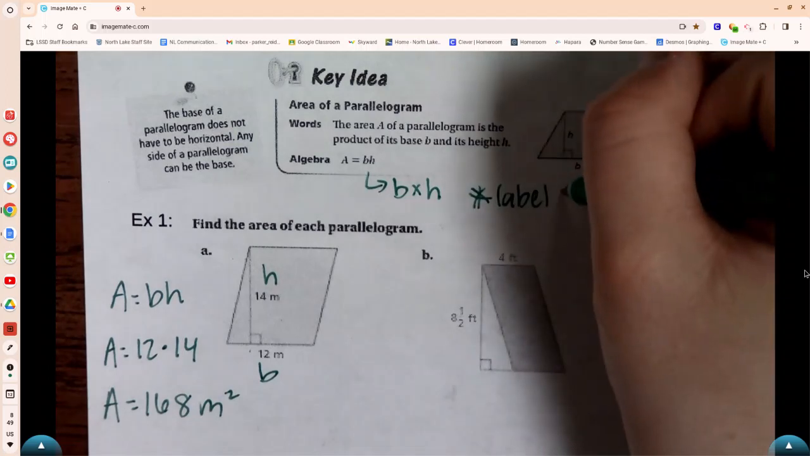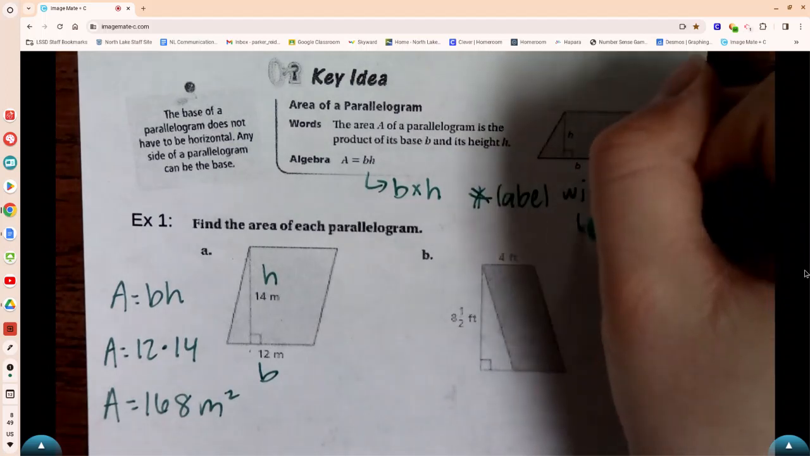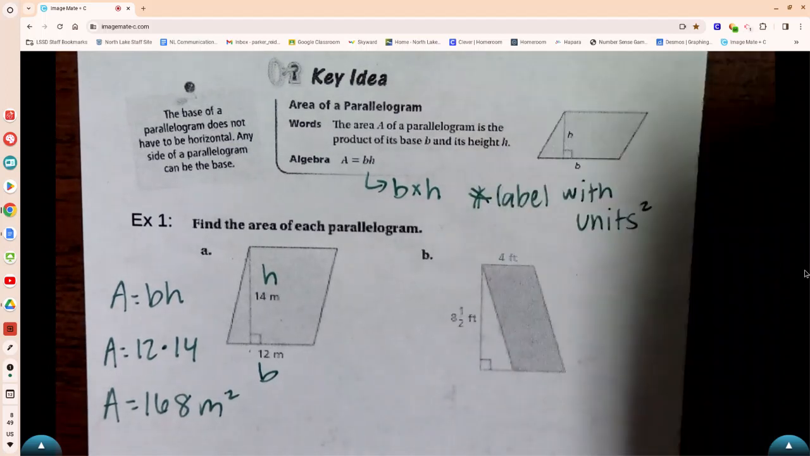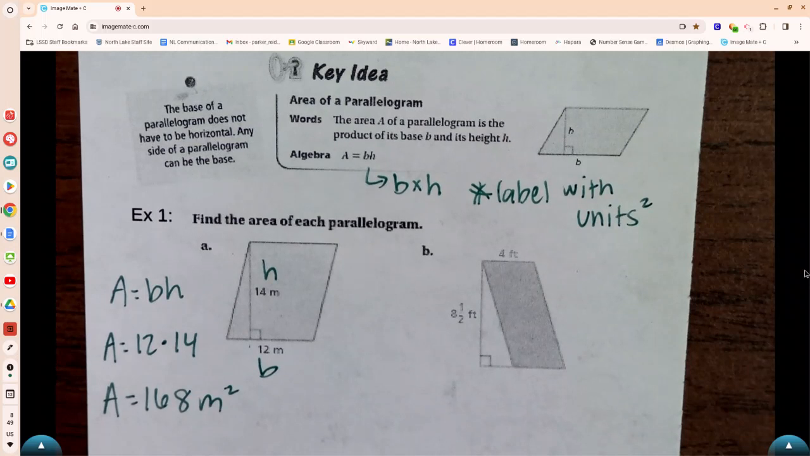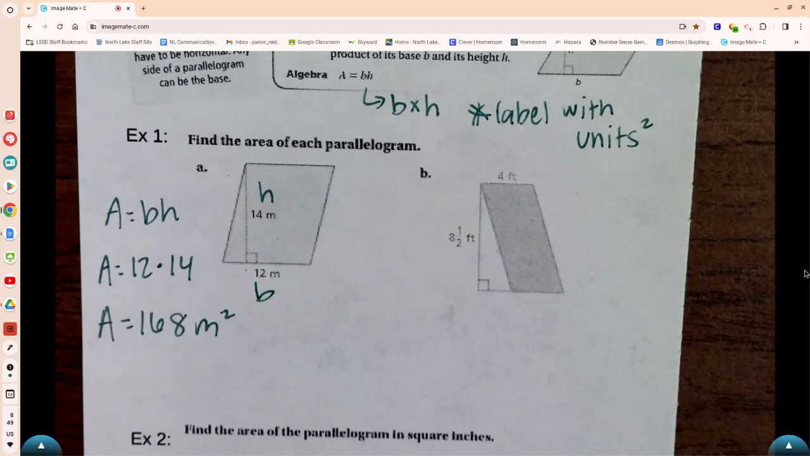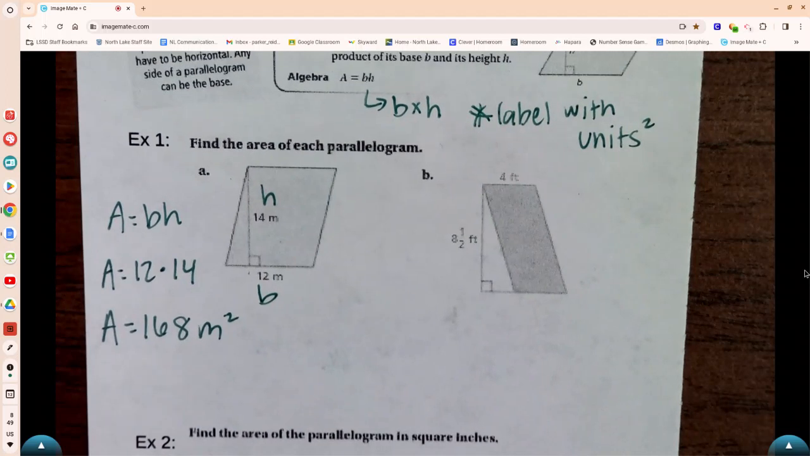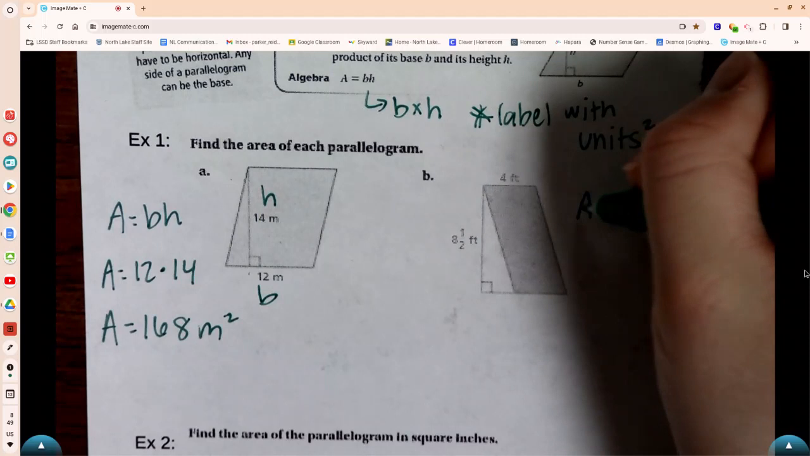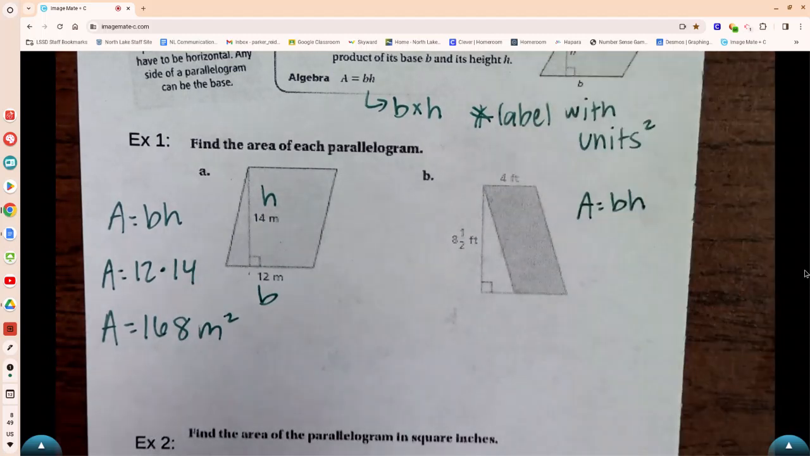Okay. Label with units squared. And that's for any area, not just the area of a parallelogram, but any area, because we're doing units times units. That gives us units squared, or thinking about covering it with squares. All right. We're going to do our next one. This is, again, a parallelogram. So I'm going to immediately write down the formula that I'm going to use. Area is base times height.